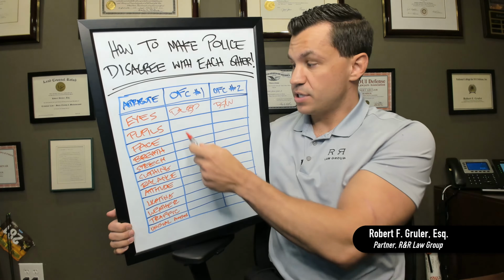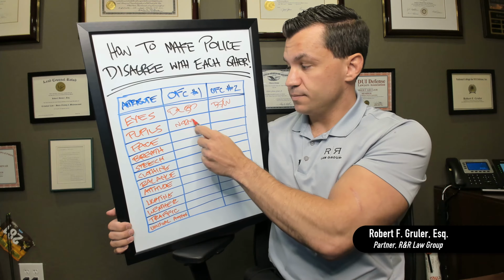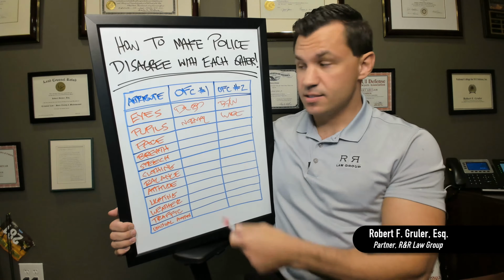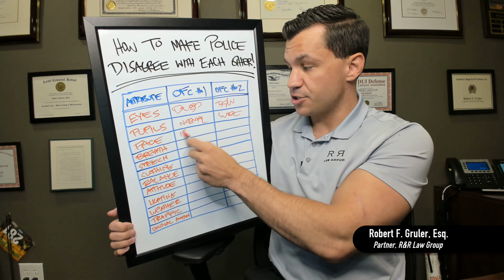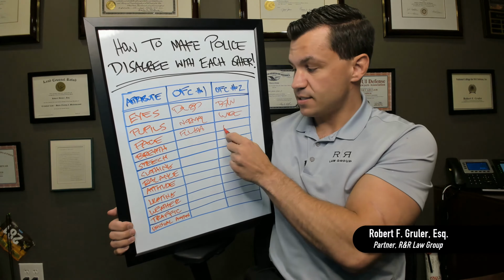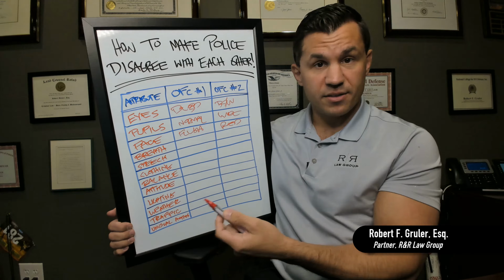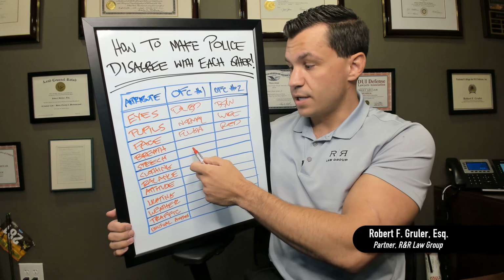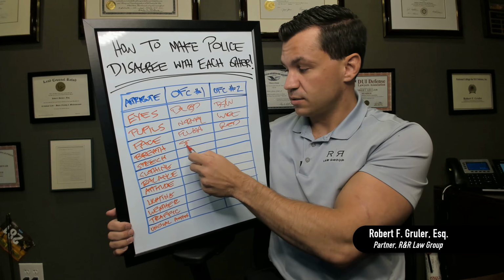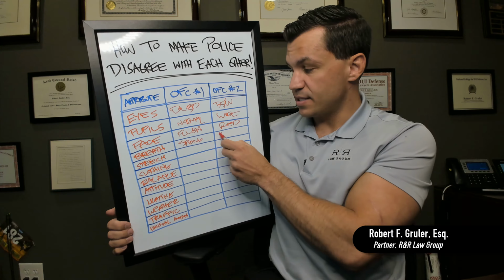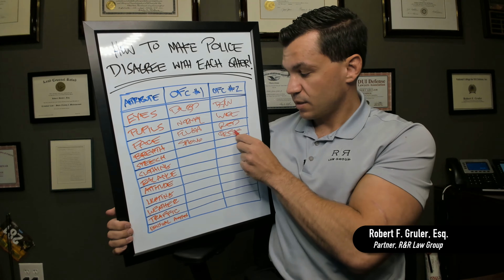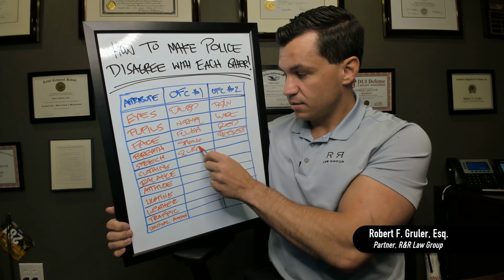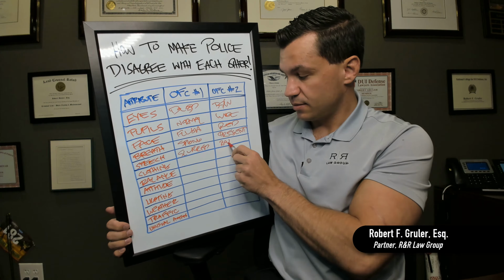Let's say pupils. This officer may say that the pupils were normal, and this officer may say that they were wide. When it comes to the face, Officer 1 may say that it was flush. Officer 2 may say that it was red. The breath, if they're talking about an odor of an alcoholic beverage, Officer 1 may say that it's strong, and Officer 2 may say it was present. And it's the same thing as you go down the list. So speech may be slurred here, and this one may be rapid.